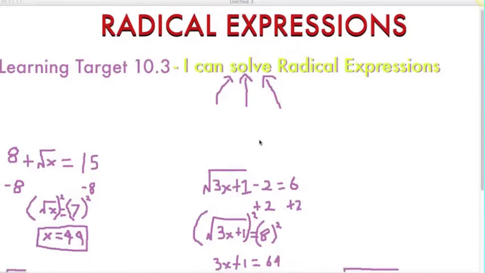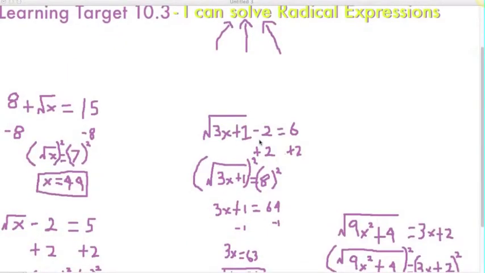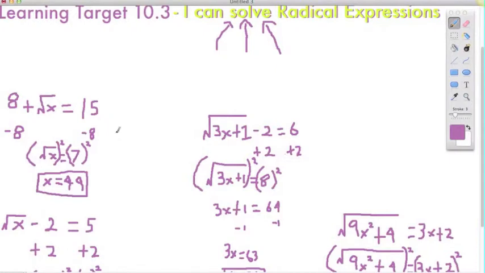Let's start with the first one. It says 8 plus the square root of x equals 15. To solve this problem, we're going to subtract 8 from both sides, because whatever you do to one side, you always have to do to the other side. That gives us the square root of x equals 7. Now, we could still take it farther than that.